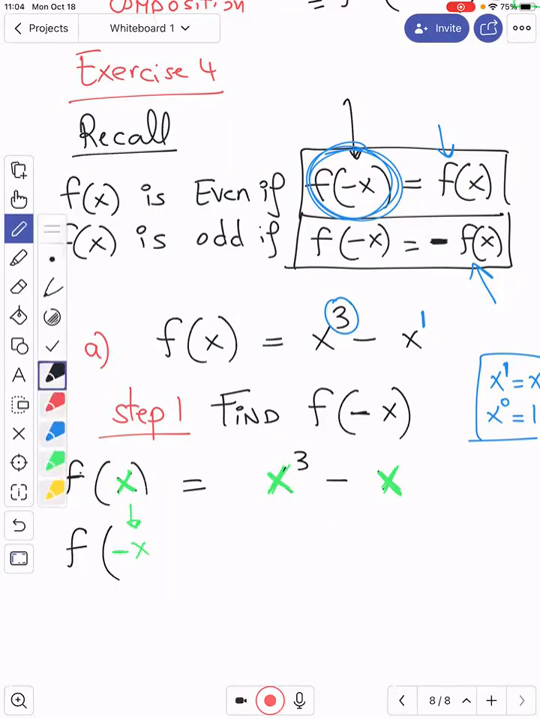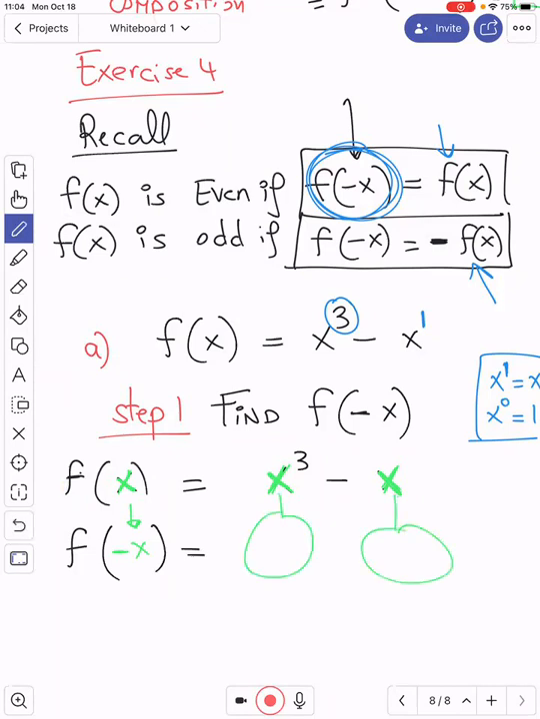So this x here is going to be minus x, and the same for this x. So we're going to have minus x right here and minus x right here. Again, guys, my advice for you is to always use parentheses or circles, because otherwise it's easy to get confused.